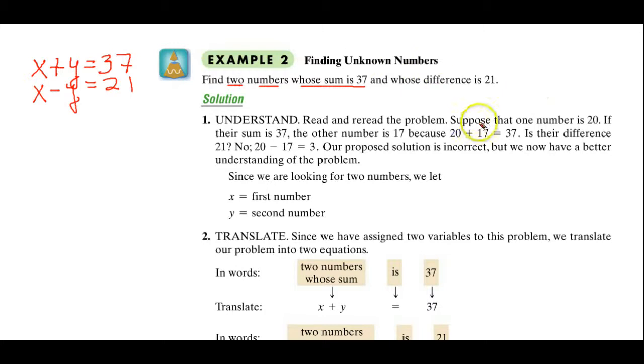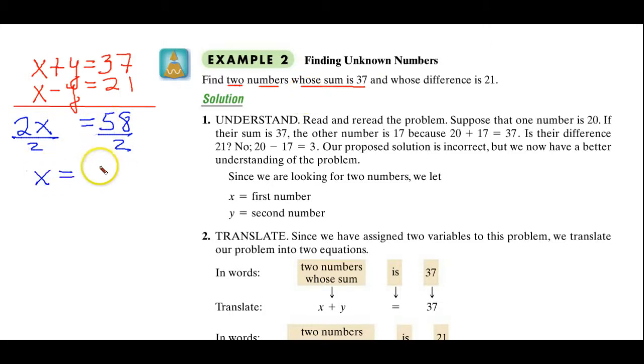And you might say, well, what technique can I use to solve it here? Well, it's quite obvious. You're going to make a line, and then you're just going to add these up. This is going to be 2x. Here, these cancel out, and I get 58. Now I divide both sides by 2, and I get x equals 29.